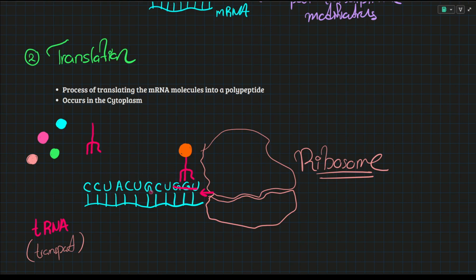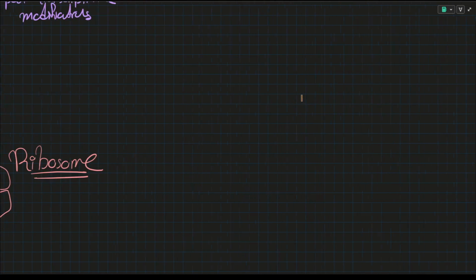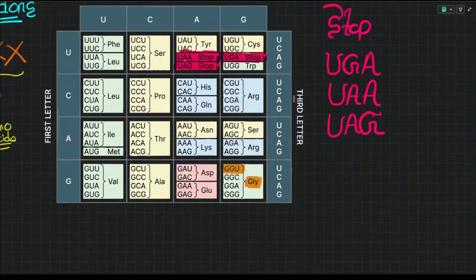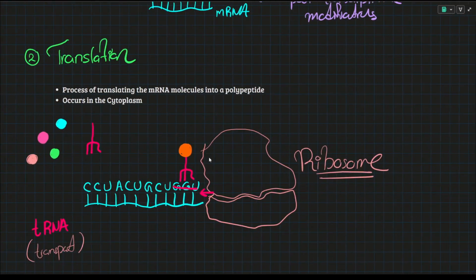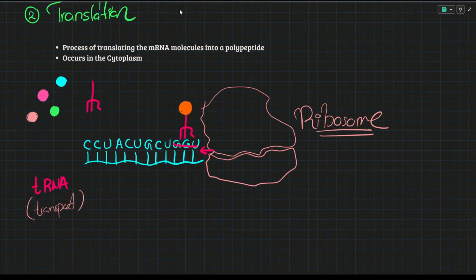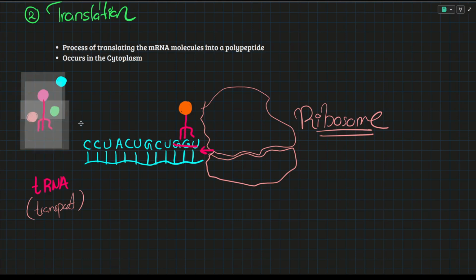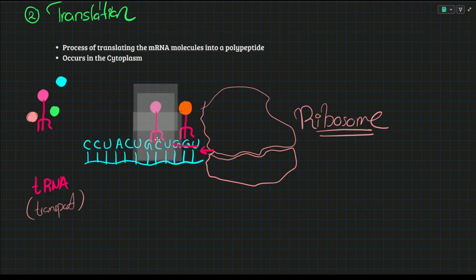Then we're moving on to what? GCU. Let's just go to our diagram and see what GCU is going to code for. Okay, right here. GCU is right here, and we're coding for alanine, yet another amino acid. Let's say the pink one is alanine. So again, another transport molecule, or transfer RNA, tRNA, is going to carry this molecule like so. It's going to pair up with the codon.